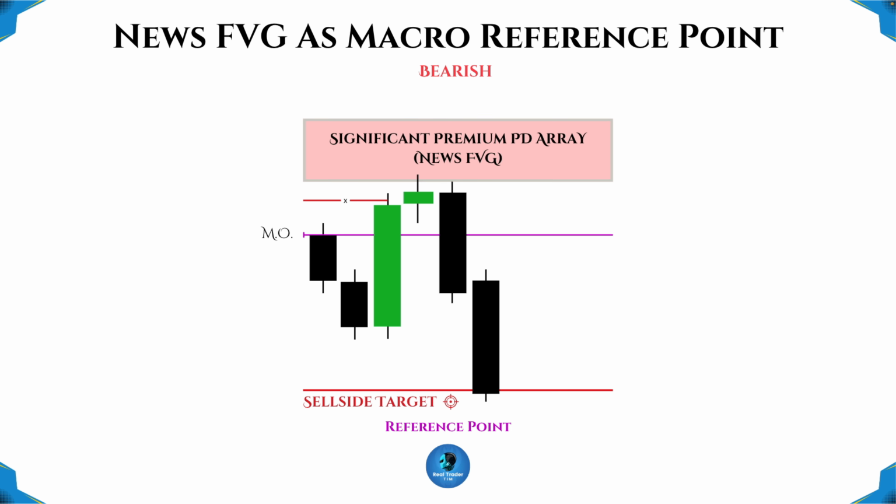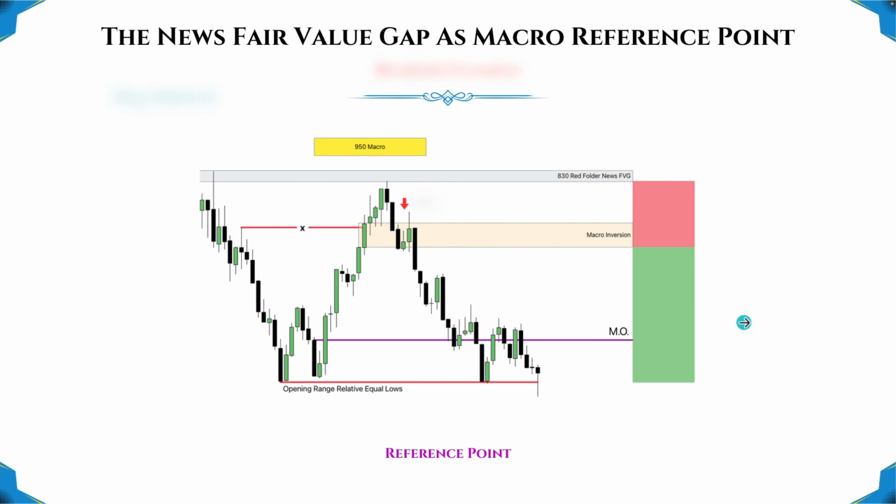Let's continue forward for a bearish example here. Utilizing the news fair value gap as a macro reference point, we want to see macro power of 3, price go above macro opening price, refer to the news fair value gap, and then expand lower to our sell side target. Let's look at an example of this. We see Nasdaq's 1-minute chart, 950 macro, price aggressively expands above the macro opening price, running highs here, and look at what it's quickly referring to, right? This quick expansion. The 830 red folder news fair value gap.